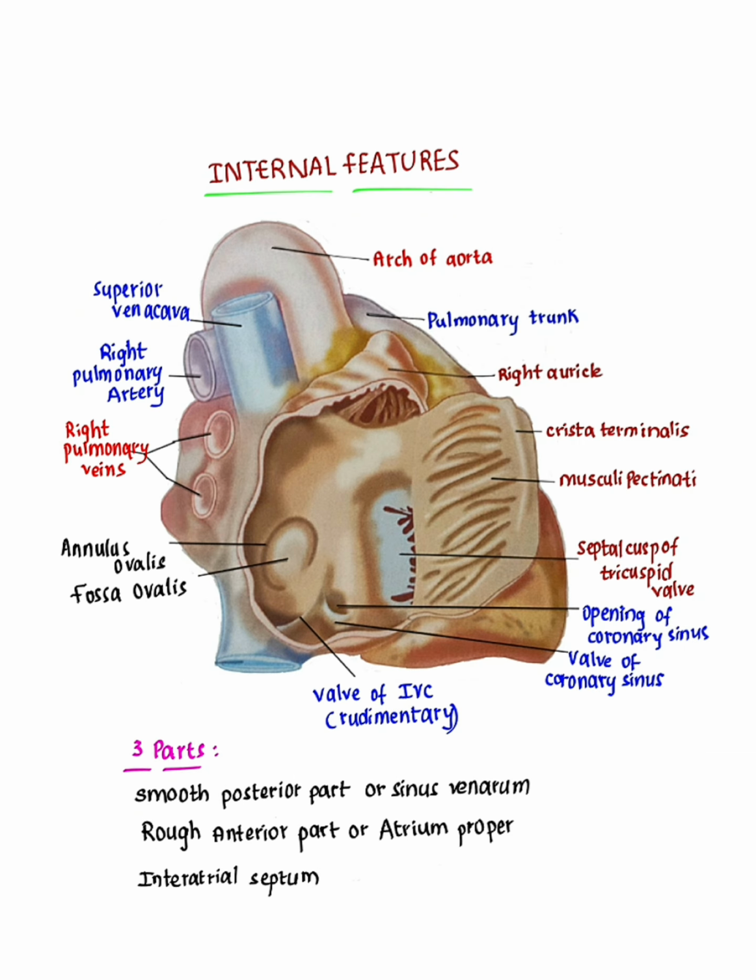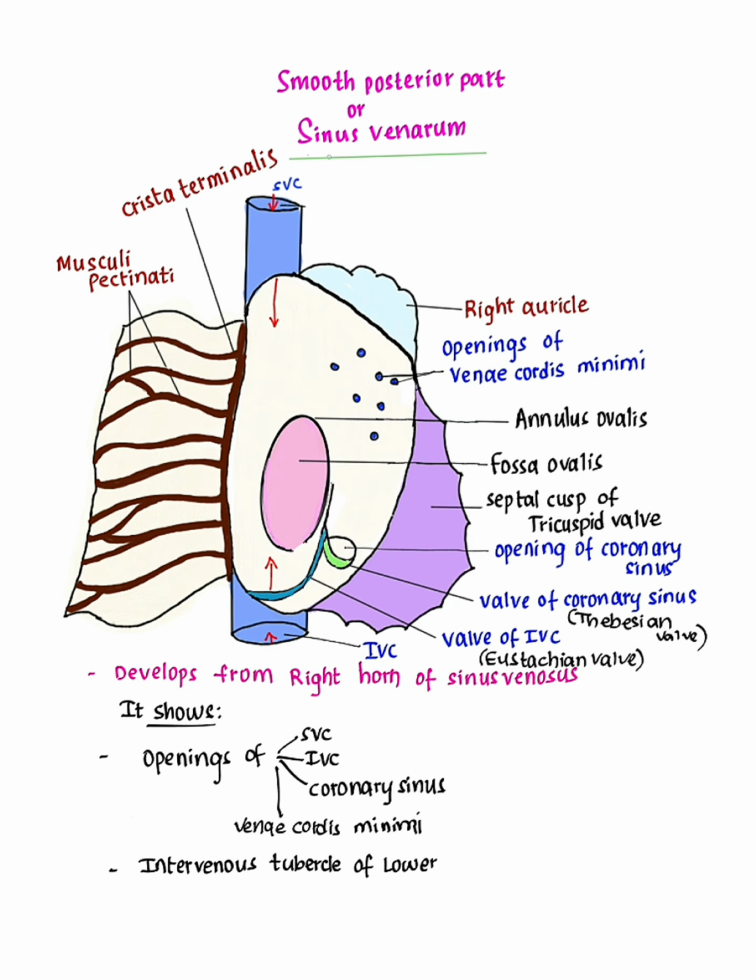Internal features. It has three parts: smooth posterior part or sinus venarum, rough anterior part or atrium proper, and interatrial septum. Smooth posterior part or sinus venarum. It develops from right horn of sinus venosus. It shows openings of superior vena cava, inferior vena cava, coronary sinus and vena cordis minimi.